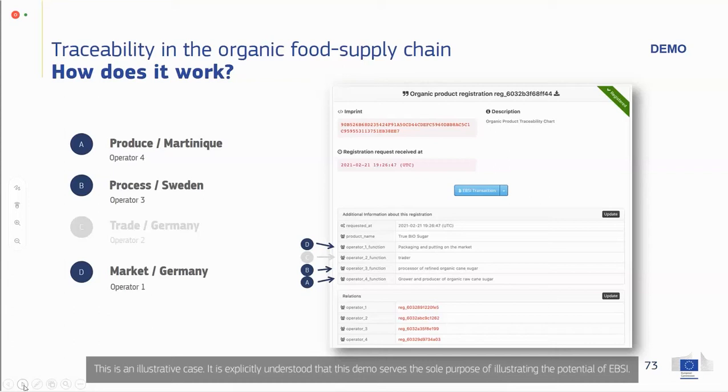But according to the EU rules for organic production, the trader needs to be also certified by a recognized control body. So the trader has also a certificate to do this operation. And then we have the final operator number 1, which is the Austrian operator, who is buying the sugar in bulk from Sweden through the German trader and is packing it and putting it on the market. Now I give the floor to Dennis.